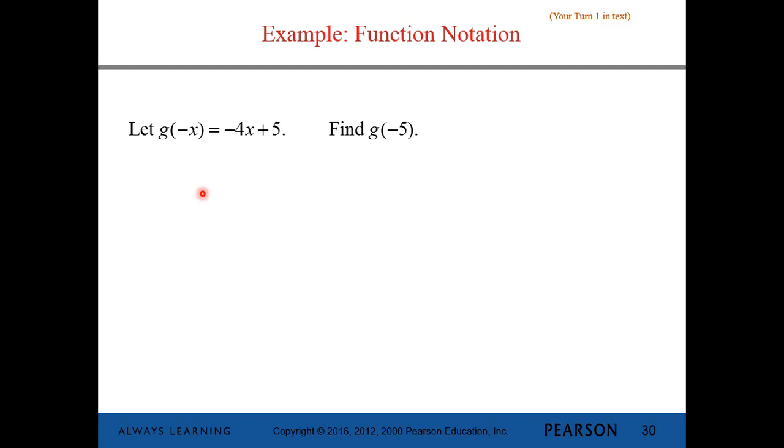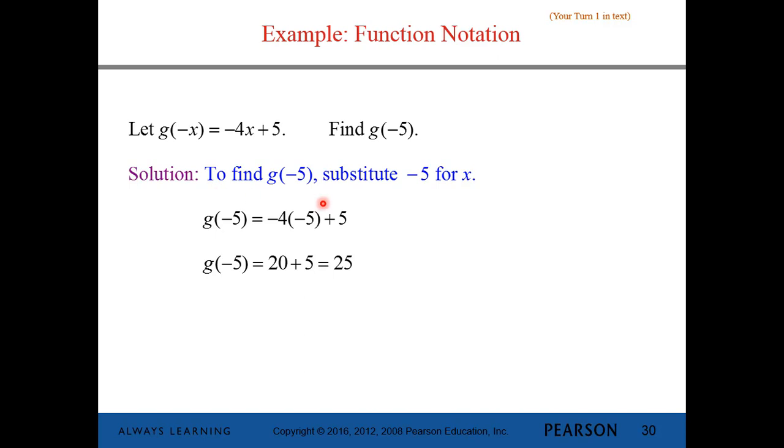So we're going to substitute in negative 5 for x. Wherever there's an x, we're going to stick in negative 5. So g of negative 5 is negative 4. So this should be x, not negative x. That's a typo, so disregard this negative sign. It's g of x, not negative x.